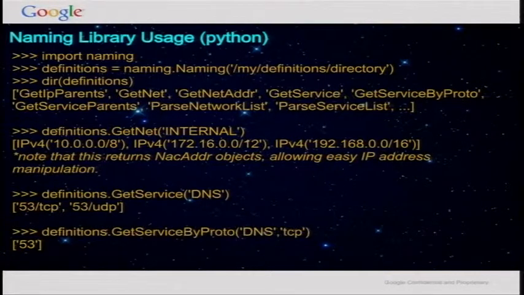And this is important to note why we give these IP addr objects. We'll show on, I think, the next slide, is basically manipulation. You can do things like GetService DNS. It'll return 53 TCP, 53 UDP. If you're only interested in the TCP stuff, you say GetServiceByProto DNS TCP, and it'll just return 53.